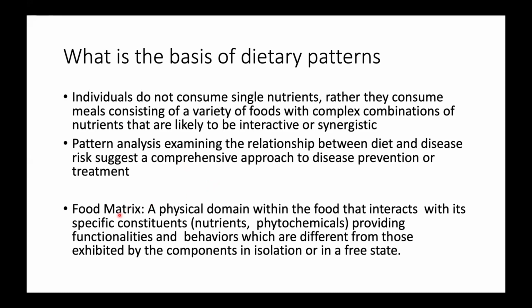So the food matrix is important, and what is it? It is a physical domain within the food that interacts with its specific constituents, nutrients, phytochemicals, providing functionalities and behavior which are different from those exhibited by the components in isolation or in a free state. For example, we can think of dairy products. We know that they are a good source of fat, a good source of saturated fat, but dairy products have been found to be beneficial for the prevention of cardiovascular disease.